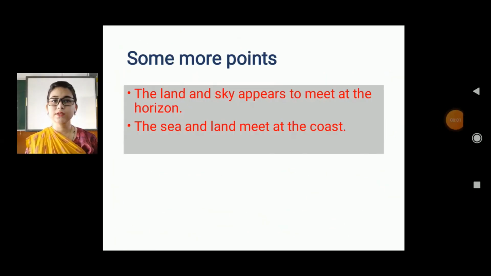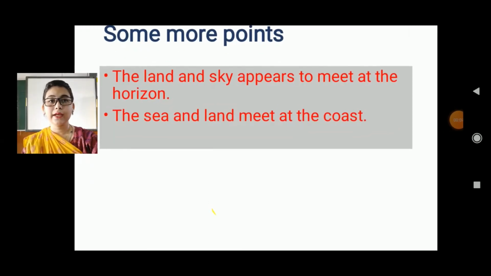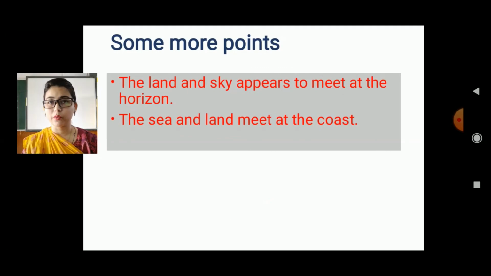Now students, here are some more points. Let's read. The land and sky appear to meet at the horizon. So when the land and sky appear to meet, that is the horizon. But in reality it is not so. Okay? And the sea and land meet at the coast.